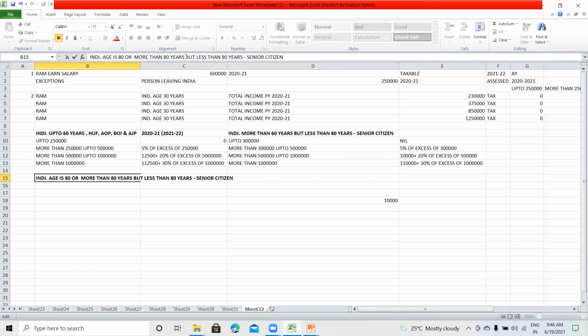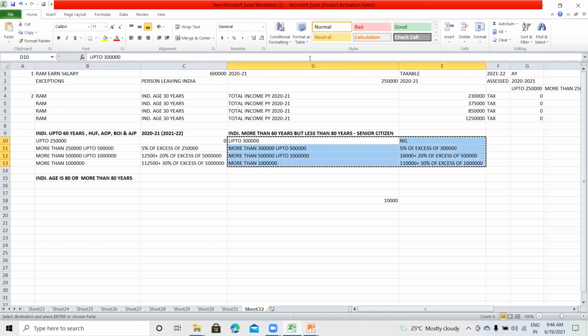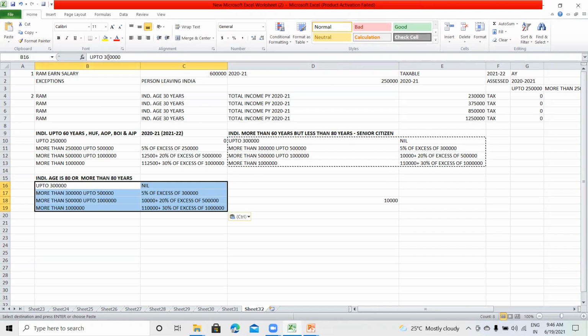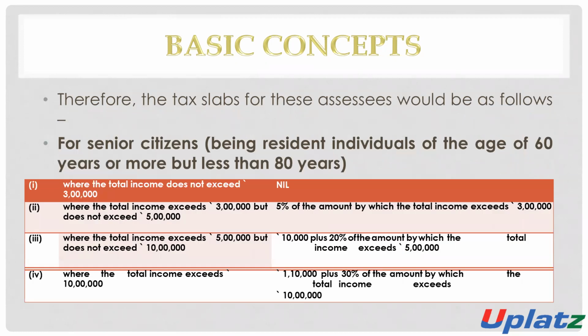In this case, the basic exemption will also be changed. The basic exemption will be increased to 5 lakh. Up to 5 lakh rupees, there will not be any amount of tax.